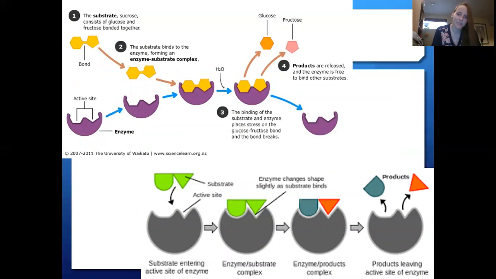So this is an example of what this could look like. Here we have at the bottom, the gray would be our enzyme, and this lime green would be our substrate molecule. The area at the top of the enzyme here that binds with the substrate is called the active site. And then in this case, you have a single substrate that's being broken apart into two different products.